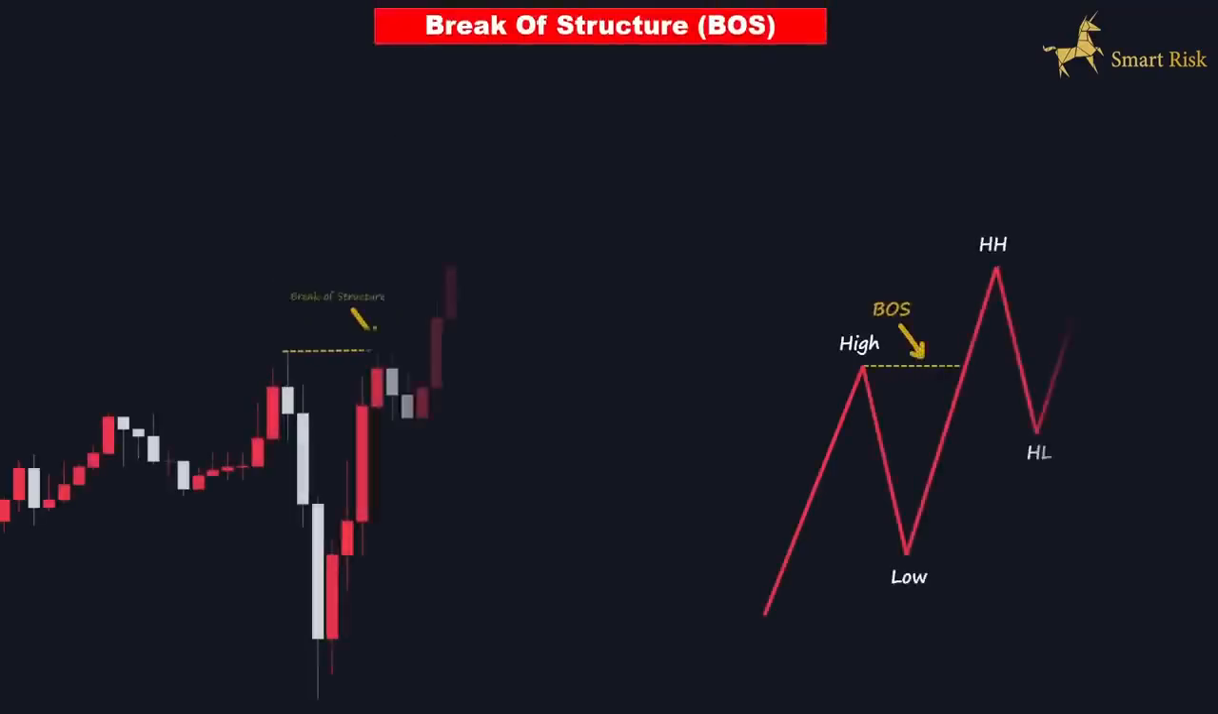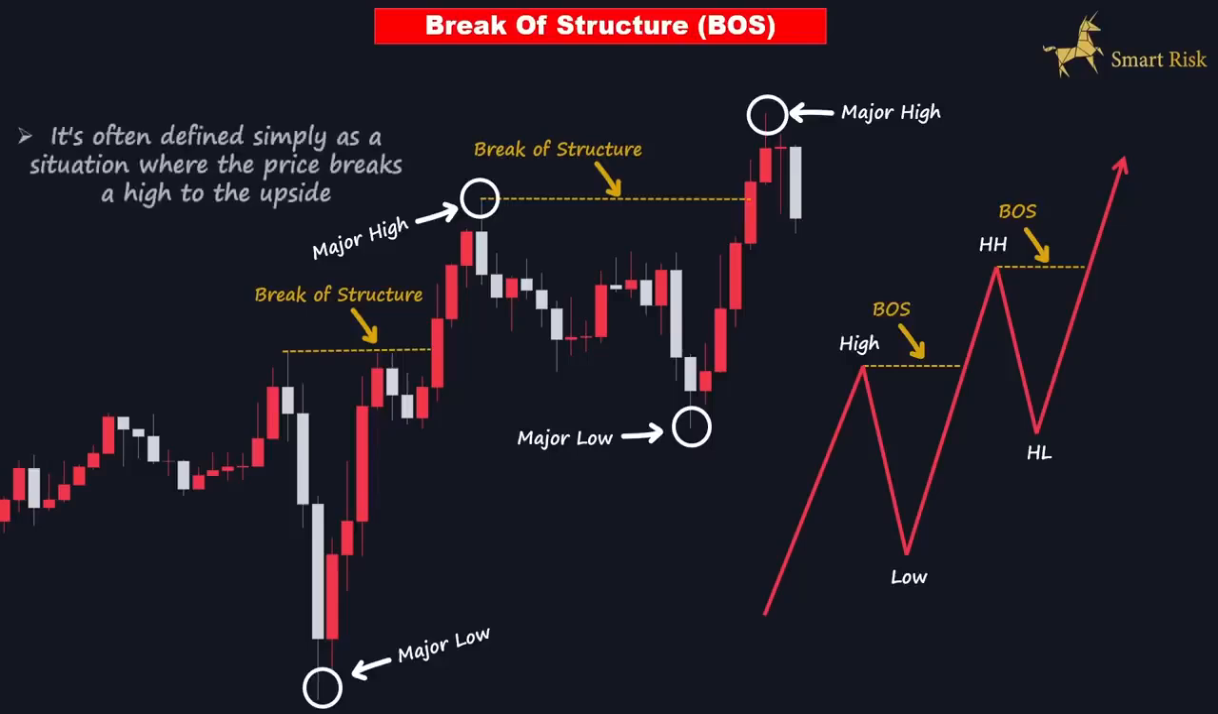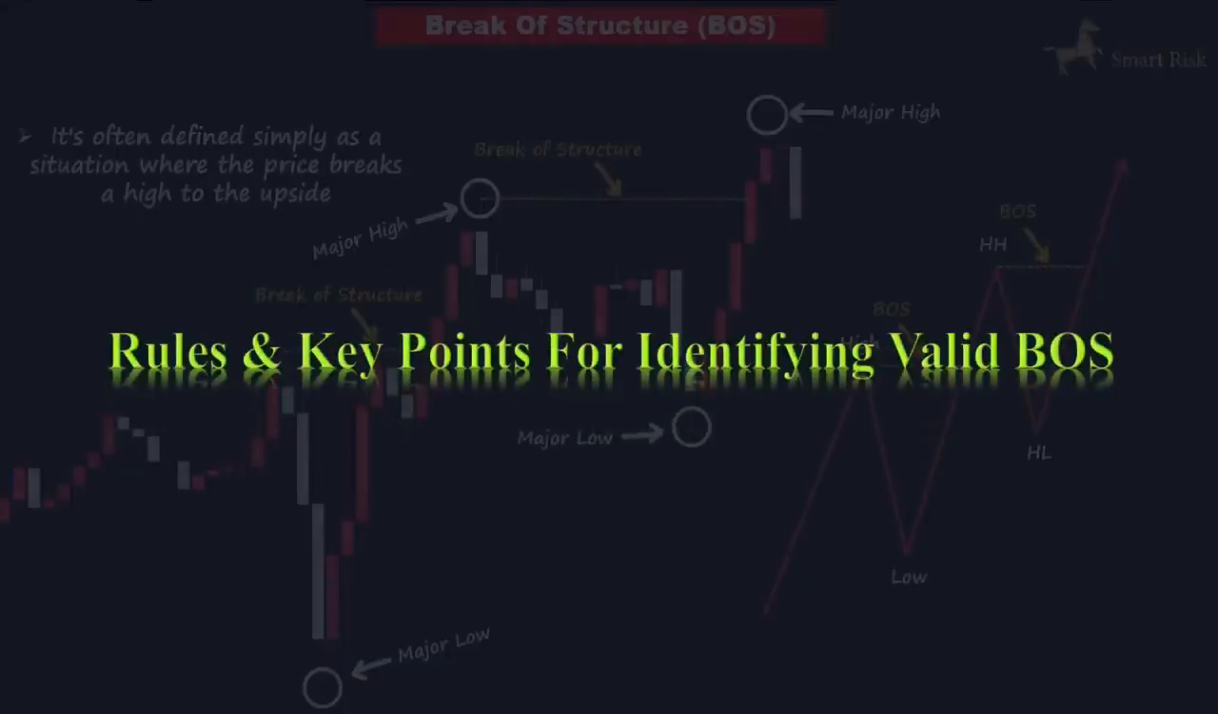You've likely encountered BOS in various trading tutorials, market structure videos, and trading handbooks. For example, in a bullish structure it is often defined simply as a situation where the price breaks a high to the upside. However, in reality, there are specific rules and key points that we must consider to identify a valid break of structure. Now let's move on to the specifics of those key points and rules.